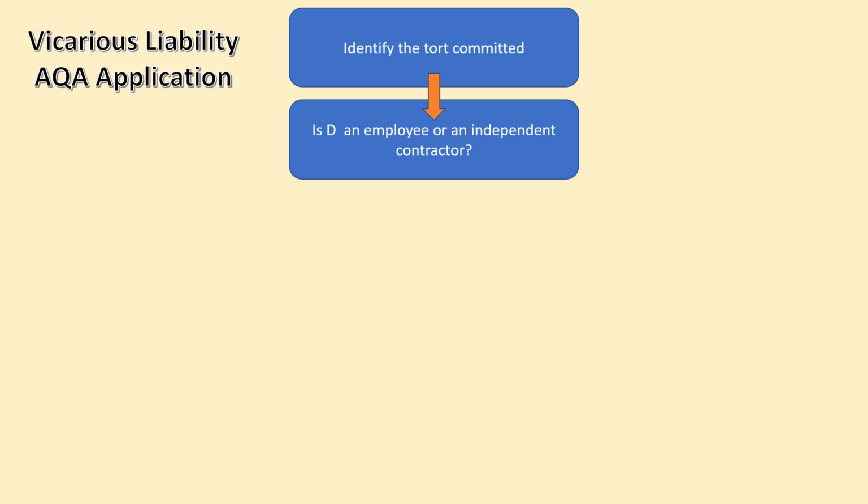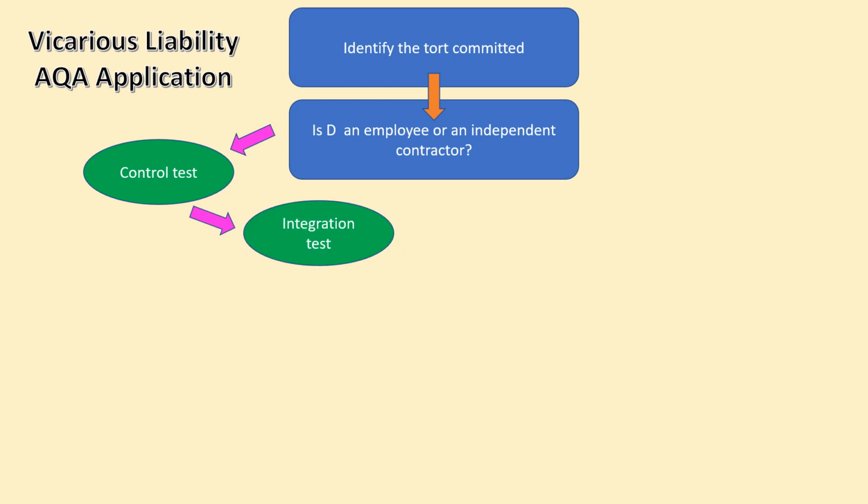Once you've done that, establish is the defendant an employee or an independent contractor. Now they will be liable for the tort of an employee but not an independent contractor. The first test to think about is the control test. Now the easiest way to think of this is the old master-servant relationship, or indeed making more than one employer liable. Now it's very difficult these days to prove that test, so we move on to the integration test.